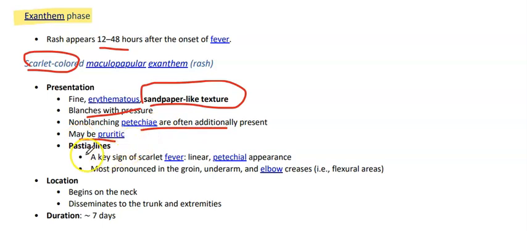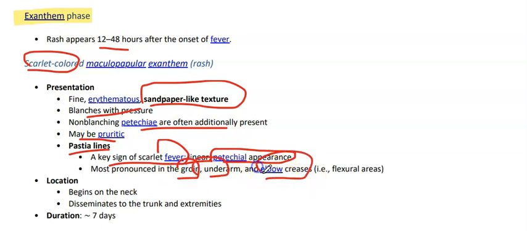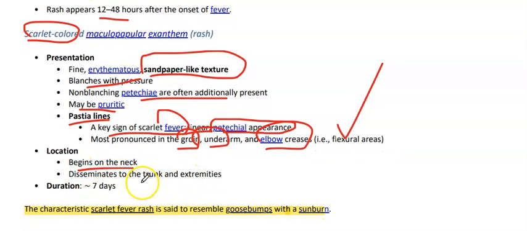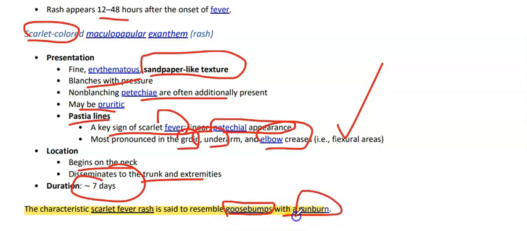There will be Pastia lines, which are a key sign of scarlet fever. These are red linear lines due to the confluence of the petechiae, mostly present in the groin, underarm, and elbow creases, like the flexor areas. The rash should begin on the neck and then disseminate to the trunk and extremities, and the duration is approximately 7 days. The characteristic scarlet rash is said to resemble goosebumps, which is piloerection, with a sunburn. So it resembles the goosebumps that occur with a sunburn.